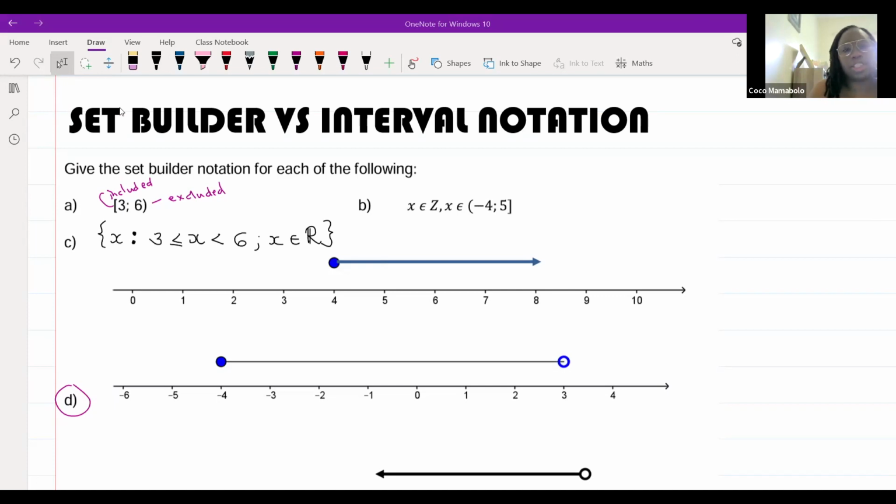Okay, let's put it this way. If we had to draw this interval notation that they've given us here, if I had to put it on a number line, I would have a mark at 3, and because there's square brackets, I would shade in my dot. Do you agree with me? This is at 3. Yes? And then at 6, I would do that.